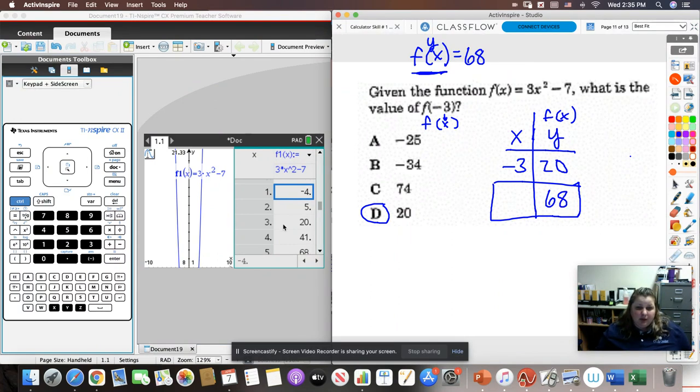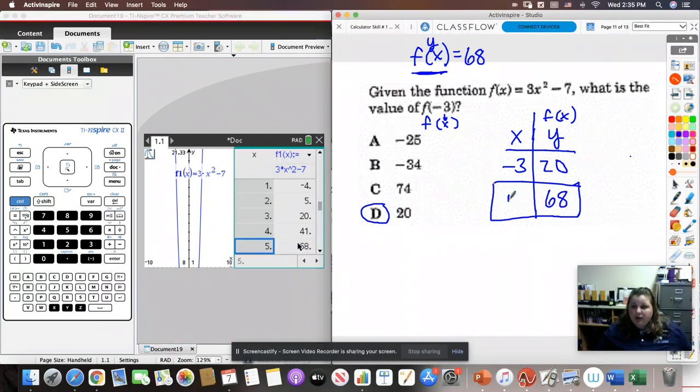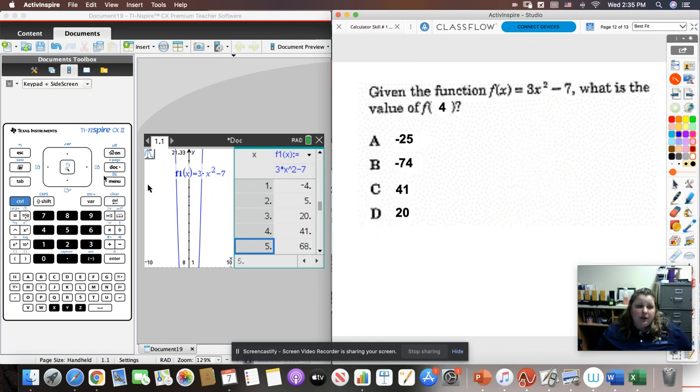So if they gave you that, you could come to the table. Here's my output of 68. So my input, my answer choice would then be 5. Or you could input your answer choices and see which one gives you 68. All right, here's one for you to try.